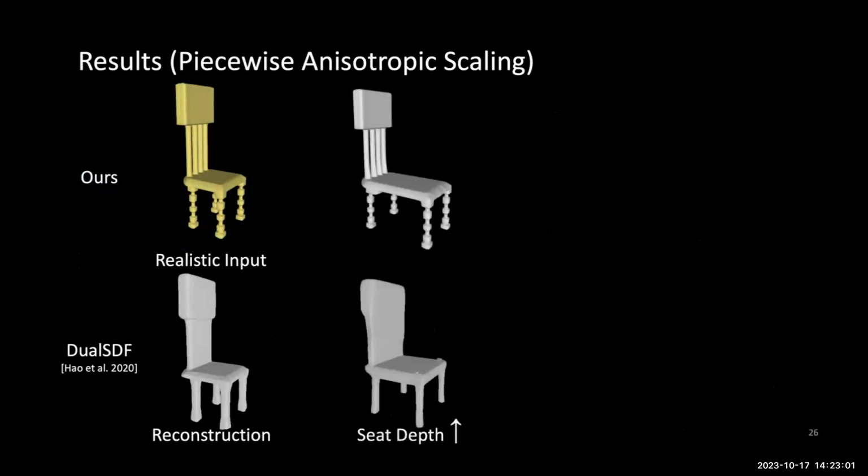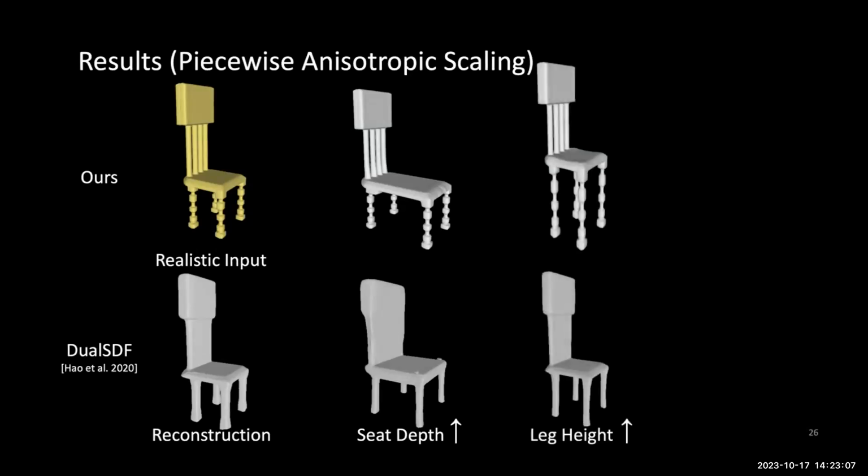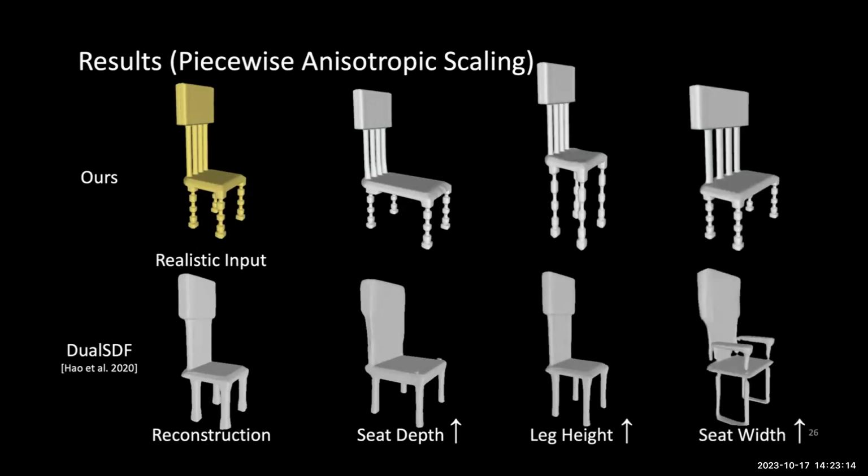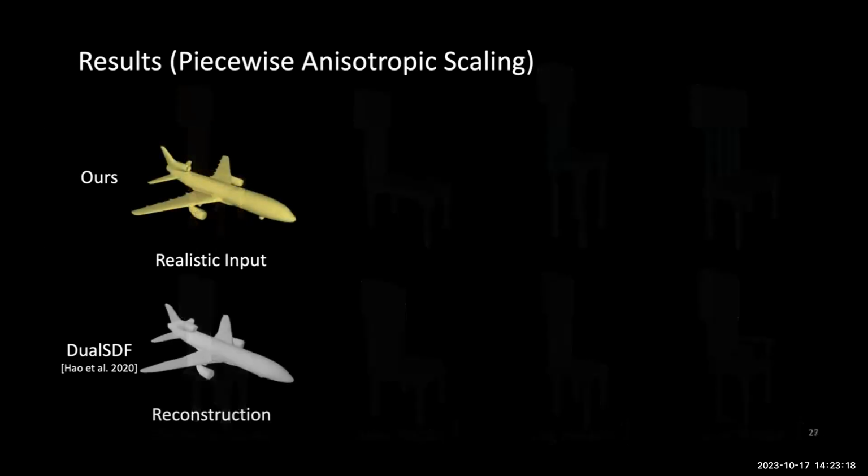Also, our framework is able to perform different editing operations like making the seat depth higher, making the leg higher, making the seat width bigger. With all these operations, we are able to preserve all the details while performing the desired operation.